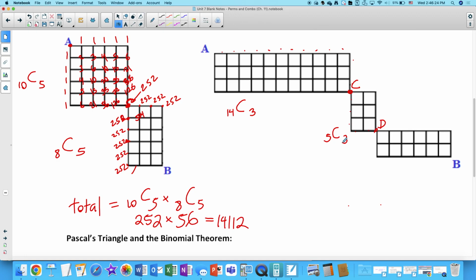Doesn't matter. And then going from D to B, we have to go 1, 2, 3, 4, 5, 6, 7, 8 blocks. So this is like 8, choose 2, let's say, if we keep down direction consistent. Okay, so the total will be 14, choose 3, times 5, choose 3, times 8, choose 2. And that gets to be a very, very, very large number.